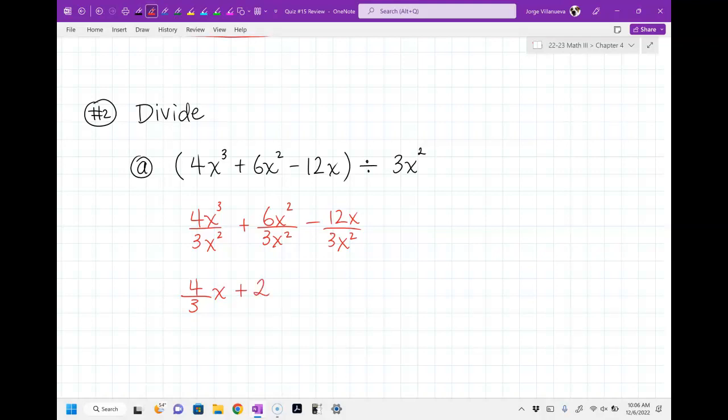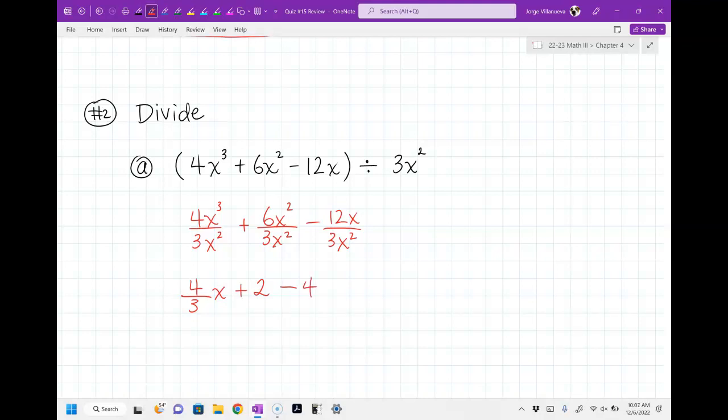And x squared divided by x squared, it's x to the 0. In other words, it cancels out. It goes away, right? So there's no x's there. On that one, no x's. Now, you guys had one like this on your homework yesterday. 12 divided by 3 is 4.